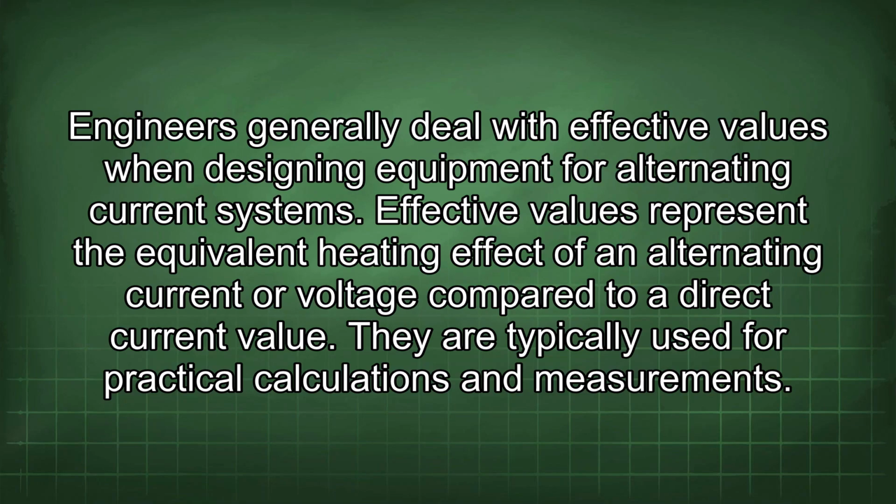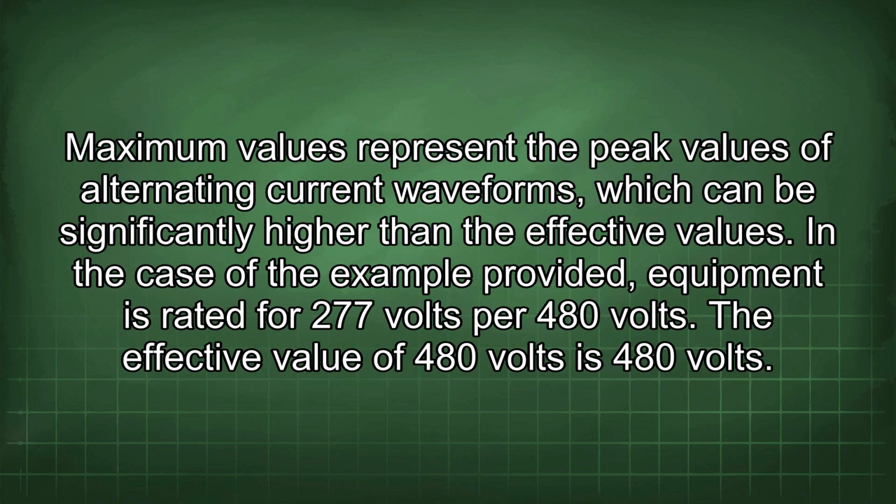Engineers generally deal with effective values when designing equipment for alternating current systems. Effective values represent the equivalent heating effect of an alternating current or voltage compared to a direct current value. They are typically used for practical calculations and measurements. Maximum values represent the peak values of alternating current waveforms, which can be significantly higher than the effective values.